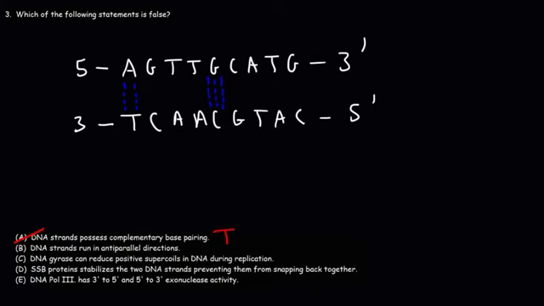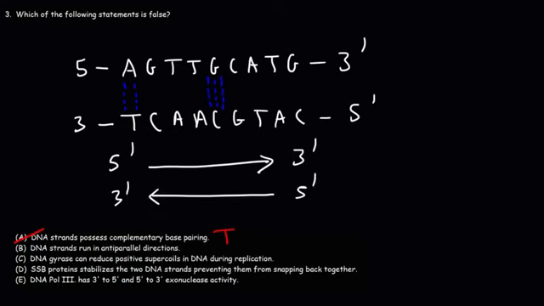Now, B, DNA strands run in anti-parallel directions. That's a true statement. If one strand goes in the 5-3 direction, the other strand is going to run in the opposite direction. So they're anti-parallel. Now looking at part C, DNA gyrase can reduce positive supercoils in DNA replication. That's also a true statement.